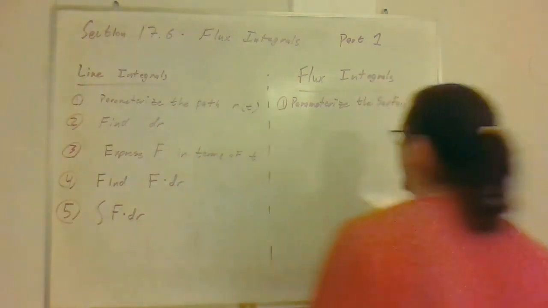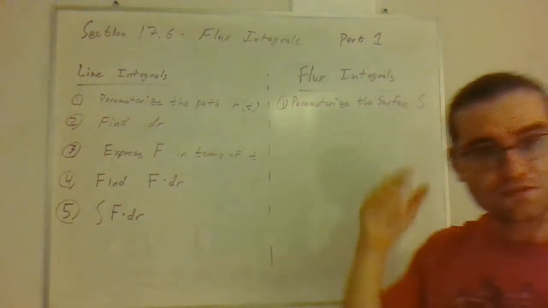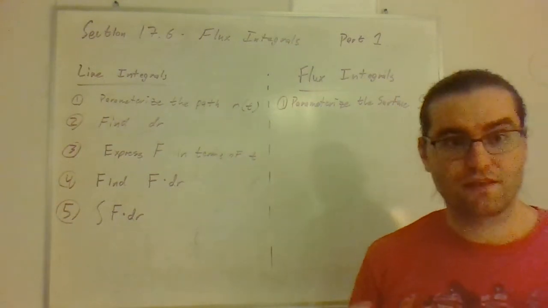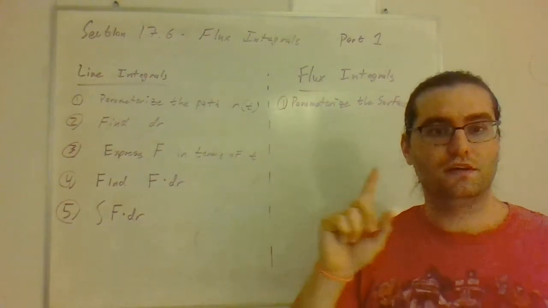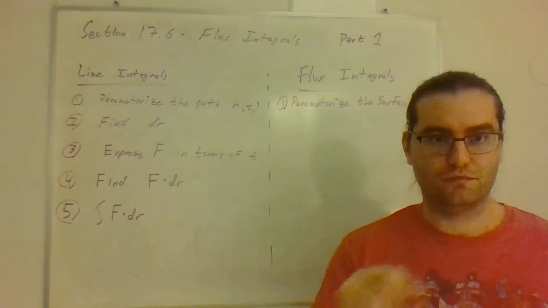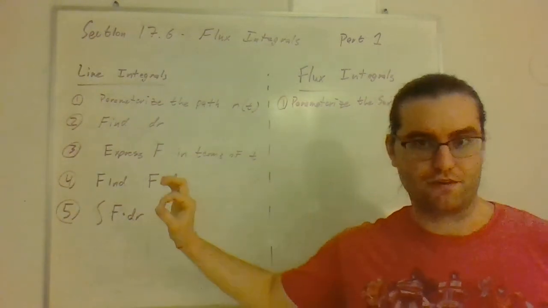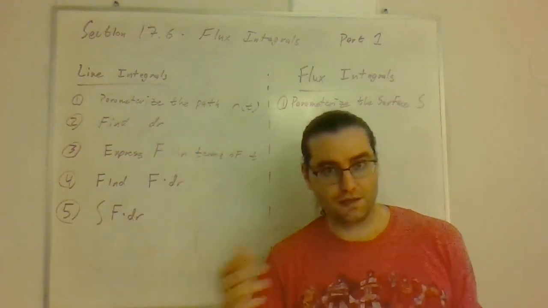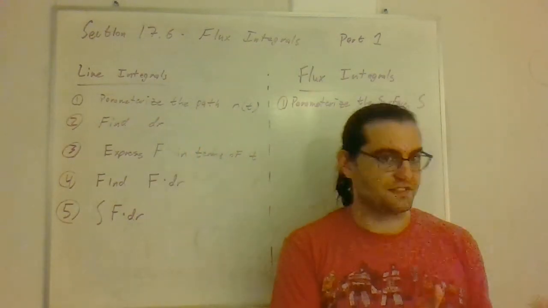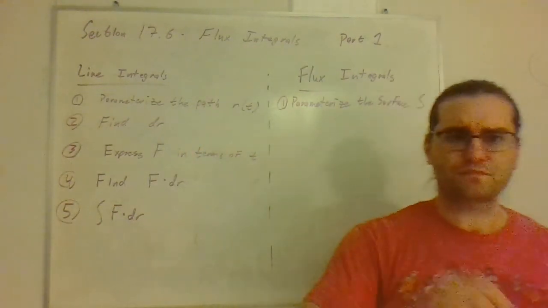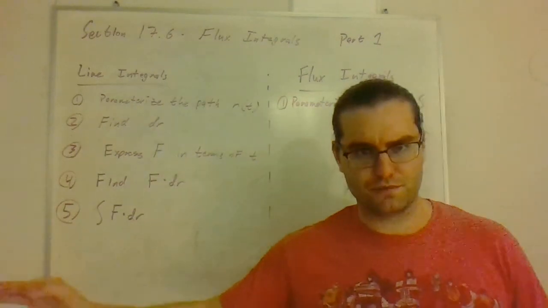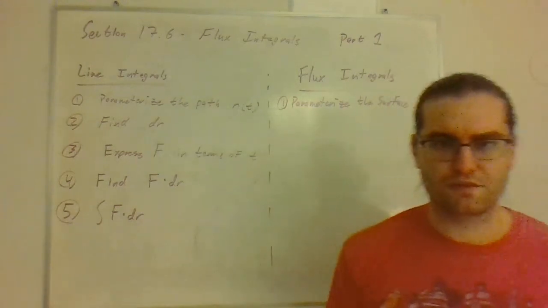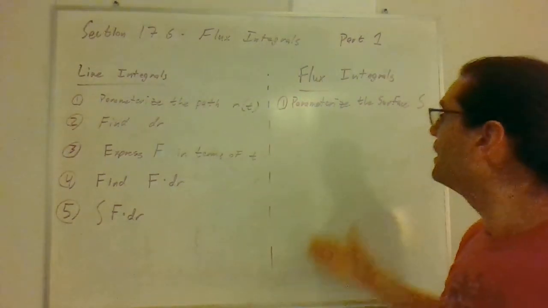Parameterize the surface S. So the big difference here is that when you parameterize a path, you only need one independent variable, which tells you how far along the path you are. And that was our t. When we did these things, we were parameterizing things in terms of t. So when t was 0, we were just starting at the path. And when t was its maximum value, that was the end of the path. And everything in between, t was just moving in between. It was a very simple set of parameterizations.